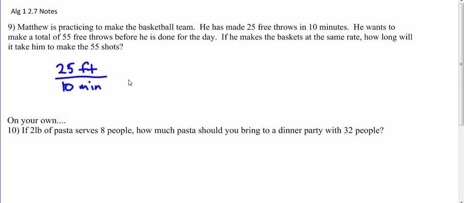I'm going to guess Matthew's not going to make the team if he's only making 2.5 free throws per minute, unless he just doesn't have a rebounder and he's having to run a long way for the ball. But that's not really the point here.